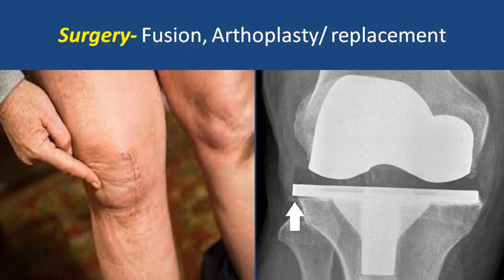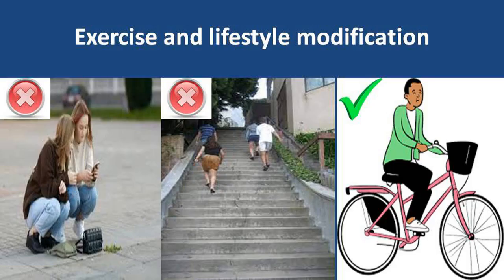If the joint is severely destroyed, then we have to go for surgery. The surgical procedures are fusion of the joint or arthroplasty, also called joint replacement. In the long run, the patient has to do regular exercise and modify the lifestyle. The patient should not go for activities that cause more joint destruction, like squatting, stair climbing, etc. At the same time, he or she has to follow regular exercises and good activities like cycling.